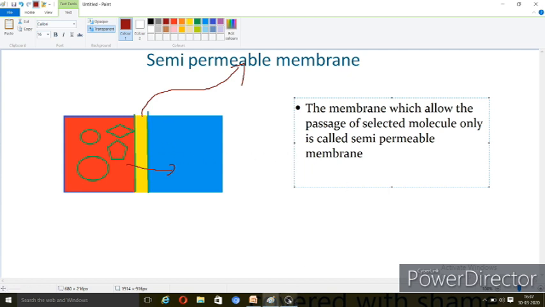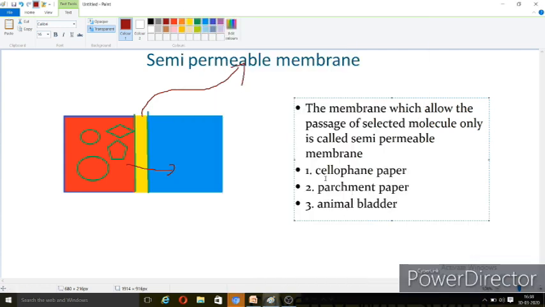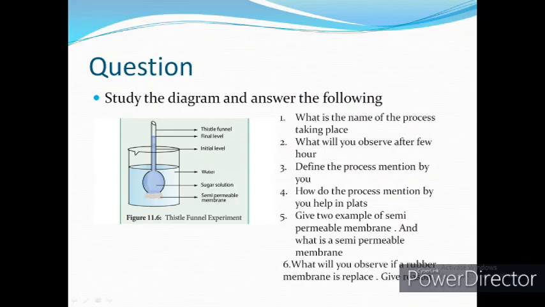And some examples of it will be cellophane paper, parchment paper and animal bladder. Now we'll be discussing some of the questions that are likely to come in your exam, and they are also very important questions to understand the topic.